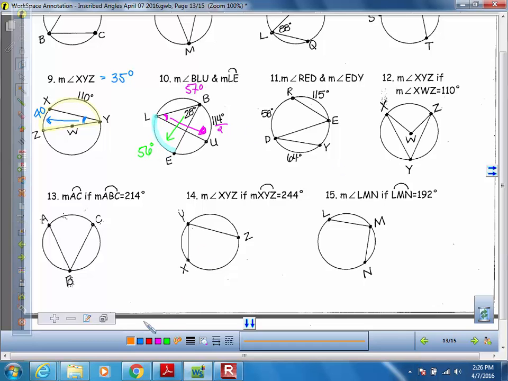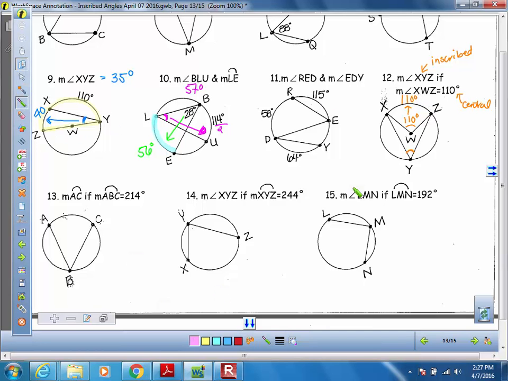All right, let's look at 12. In 12, they want us to find measure XYZ. So that's this measure right here. What type of angle is this that they want us to find? It's inscribed. And the angle they give us, XWZ, which is 110, what type of angle is this? The central. What do we know about the central angle and the arc measure? They're equal. So that means this arc measure right here is 110.